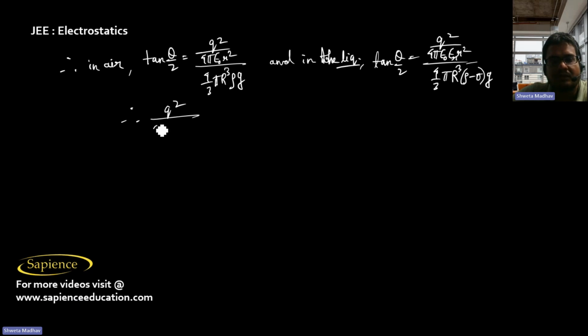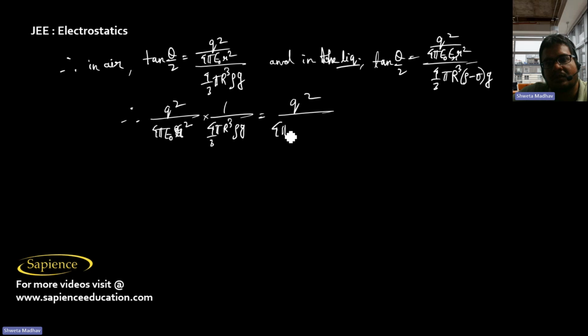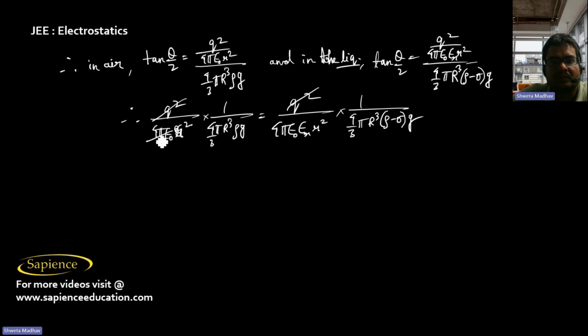So I can say q square by 4 pi epsilon naught into r square into 1 by 4 by 3 pi r cube into rho g, that is equal to q square by 4 pi epsilon naught into epsilon r into r square into 1 by 4 by 3 pi r cube into rho minus sigma into g. So if you cancel, q square will cancel, 4 pi epsilon naught r square will cancel, 4 by 3 pi r cube will cancel, g and g will cancel. So from here we get 1 by rho is equal to 1 by epsilon r into rho minus sigma.